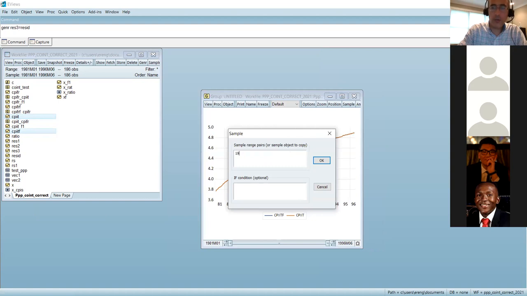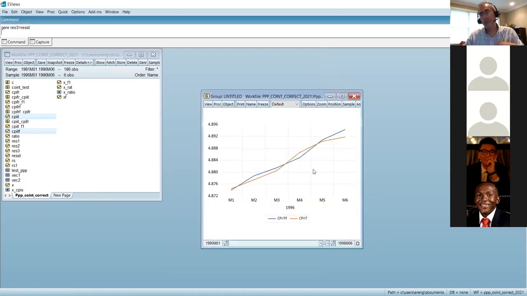It's going to be 9601 to 9606, I think, right? No. So these are the last 6 months that we have forecasted. And here's the forecast, guys. The CPI Italy is the orange one, and the CPI forecasted is the blue one. So you can see that we have improved by a lot.